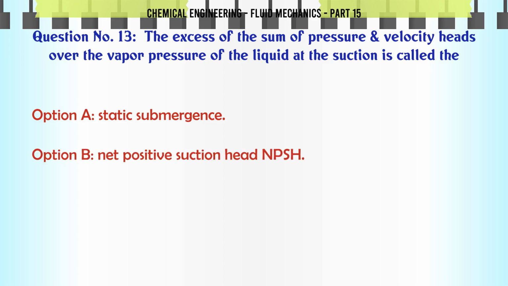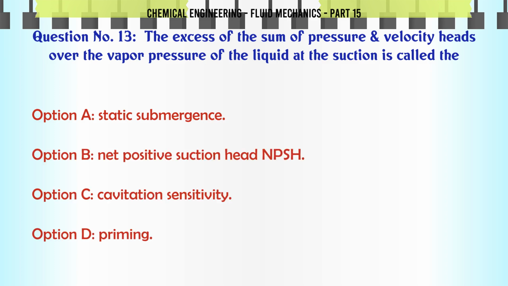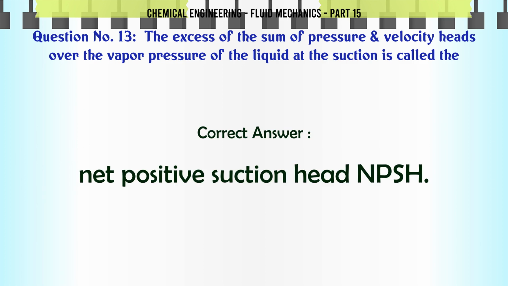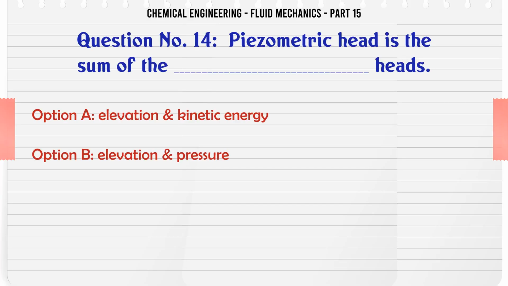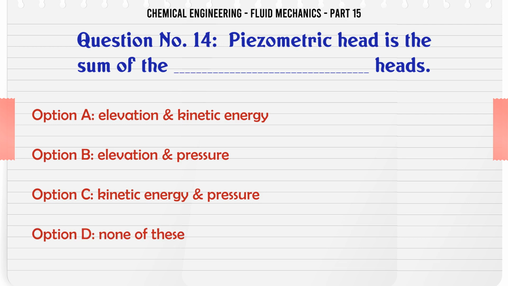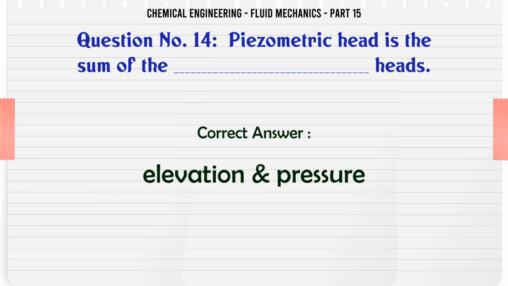The excess of the sum of pressure and velocity heads over the vapor pressure of the liquid at the suction is called the: A, static submergence; B, net positive suction head, NPSH; C, cavitation sensitivity; D, priming. The correct answer is net positive suction head, NPSH. Piezometric head is the sum of the ___ heads. A, elevation and kinetic energy; B, elevation and pressure; C, kinetic energy and pressure; D, none of these. The correct answer is elevation and pressure.